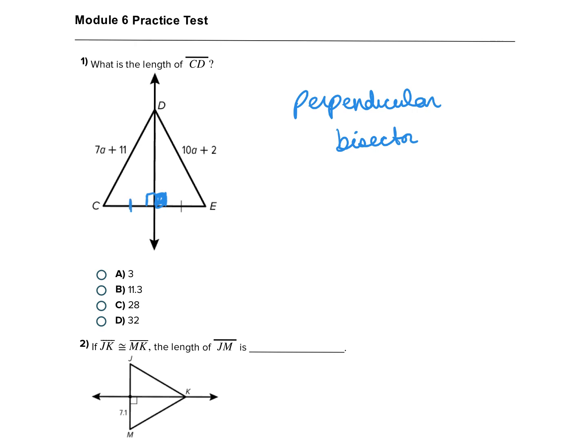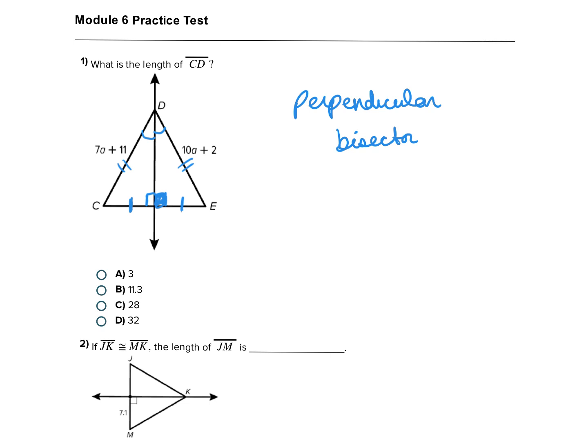And that's indicated by the lines here and here, okay? But what we also need to remember is that it means that these two angles are also congruent, as well as these side lengths. So the perpendicular bisector essentially makes everything congruent.